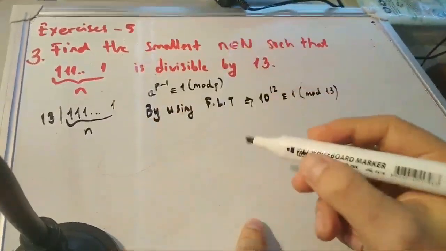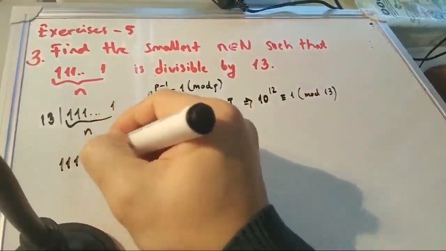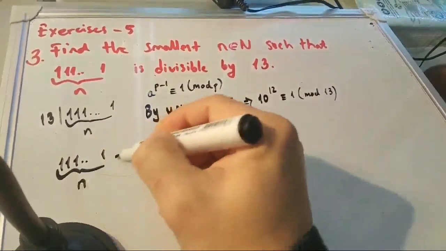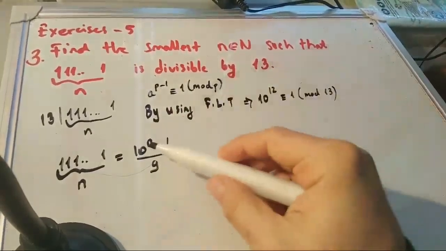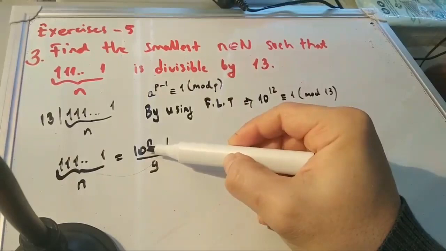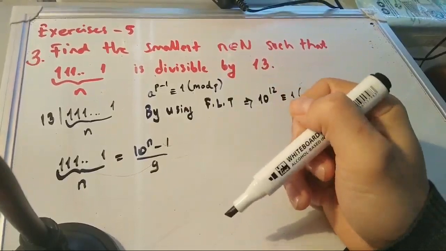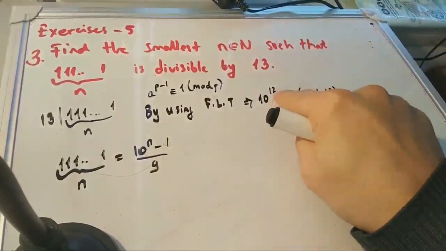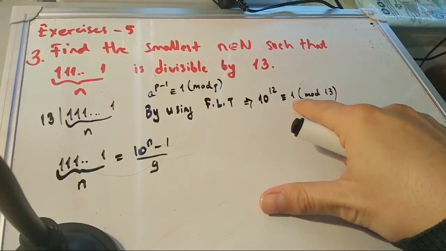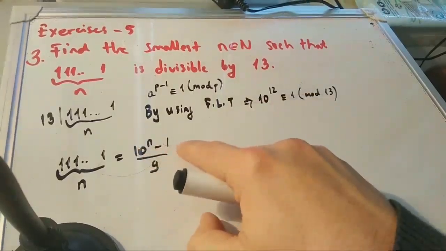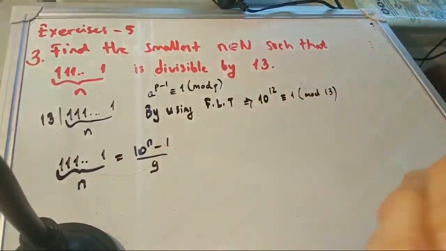And we know that the number with n ones here will be (10^n minus 1) over 9. If 10^n is divisible by 13, we will get another 1 here. So how can we get rid of it? For n is 12, 10 to the power of 12 divided by 13, remainder is 1. So 1 minus 1 is 0, 0 over 9 is 0. And the number can be divisible by 13. But 12 is the smallest number for n?